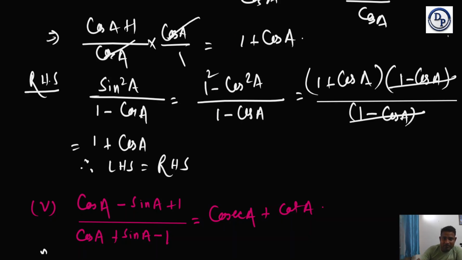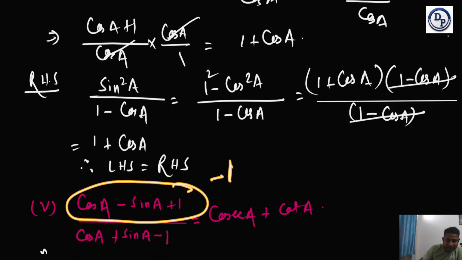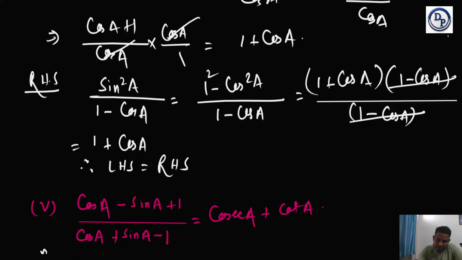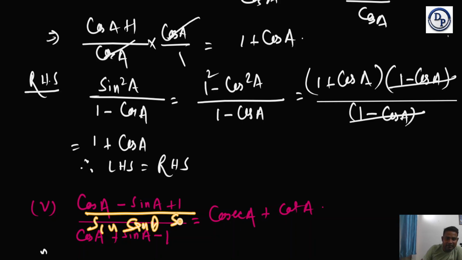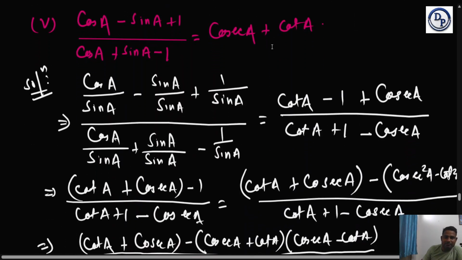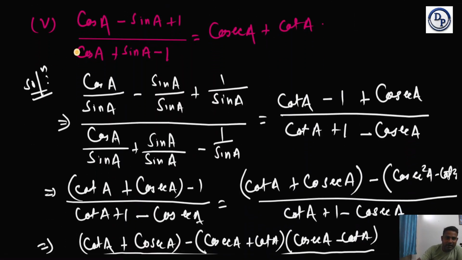The main purpose of this trick is that anyhow we must get minus 1 in the numerator. So we have to manage to get minus 1 in the numerator. This is only possible when we divide this entire term by sin A, because when this sin A gets cancelled, we get minus 1. So I followed the same step here as well. You can see here, I divided this numerator by sin A.